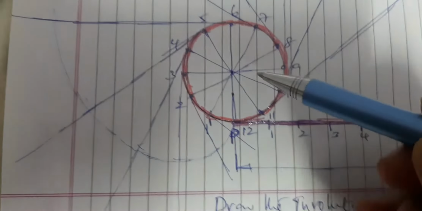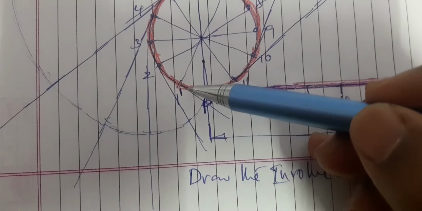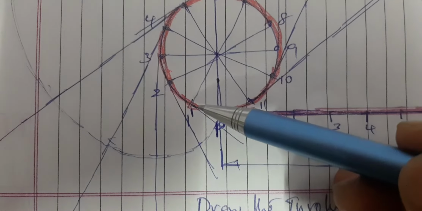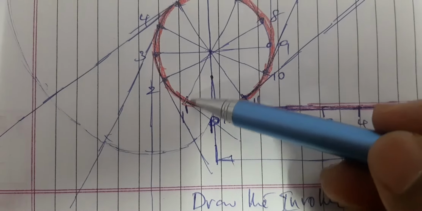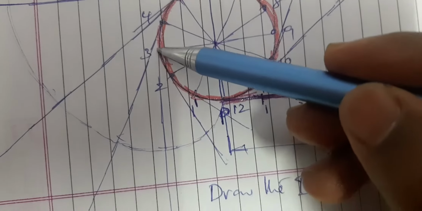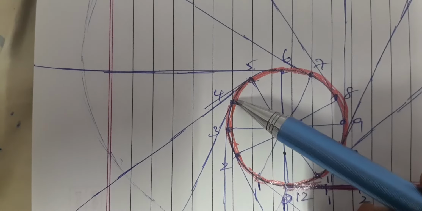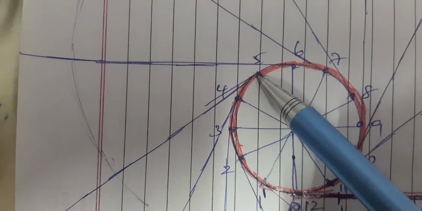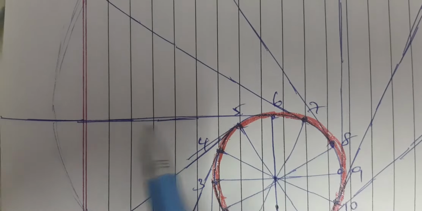Next after this, you need to draw the tangent lines, or 90 degrees lines, from the divisions on the circle. First one from 1. I just drew the 90 degrees line from 1. Next, in the same way, I drew one more 90 degrees line from 2. Next, 90 degrees line from 3. 90 degrees line from 4. And next 90 degrees line from 5. 90 degrees line from 6.